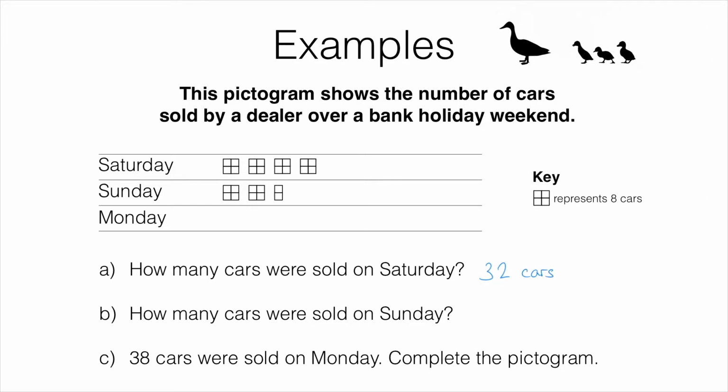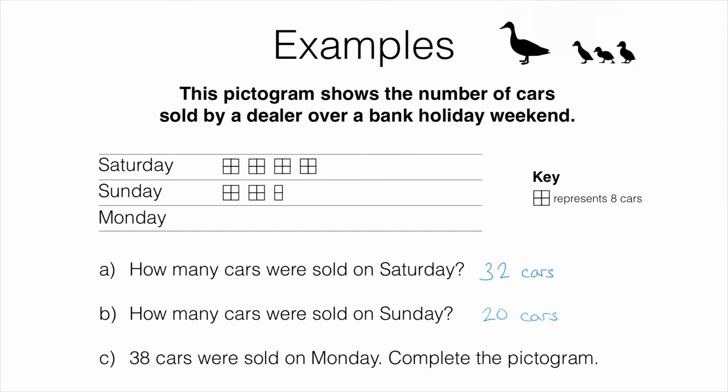The second part of the question asks us how many cars were sold on Sunday. Looking at Sunday, we see that we had 8 cars sold, 16 cars sold, and then we've got this symbol here. Now this is half of the full symbol in the key. So this little bit represents 4 cars. So in total that was 8, 16, 20. 20 cars sold in total on Sunday.